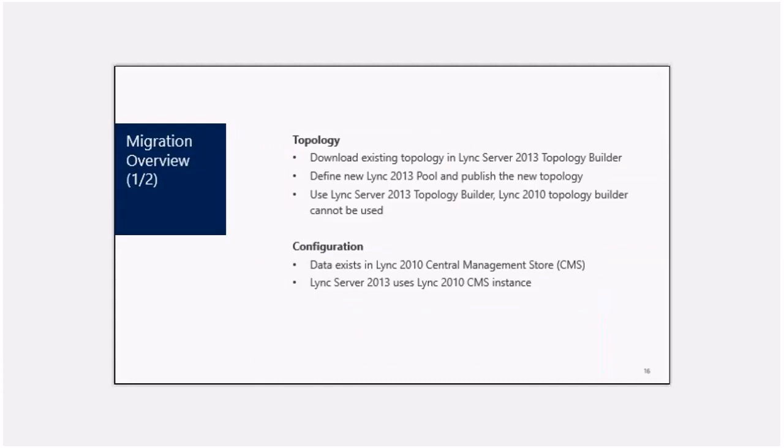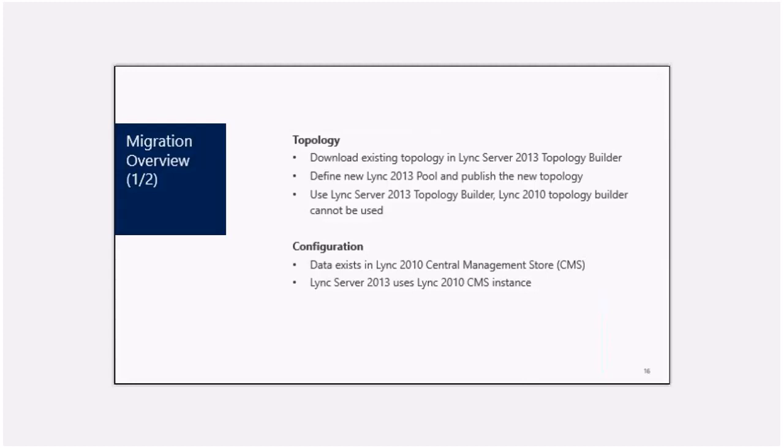When we're migrating from Lync 2010 to Lync 2013, the first step is to download our topology into the Lync 2013 topology builder. We build out our first pool and we're publishing that topology back to the Lync environment. Once you do that, you are no longer able to use the Lync 2010 topology builder. This is important during your upgrade process. If you do, you will destroy your Lync environment.